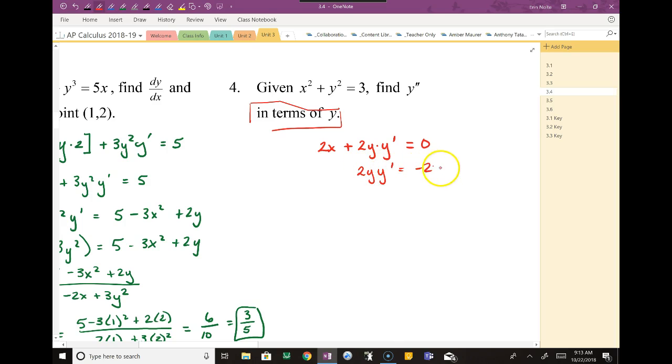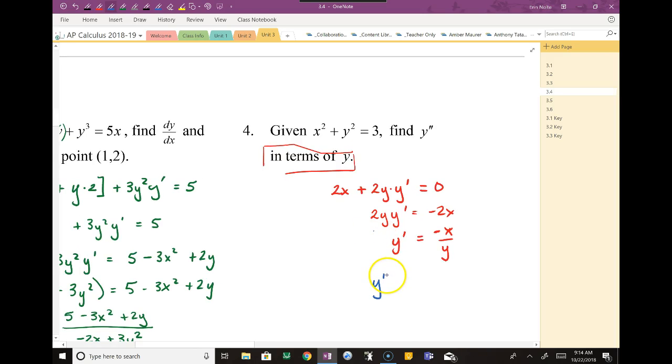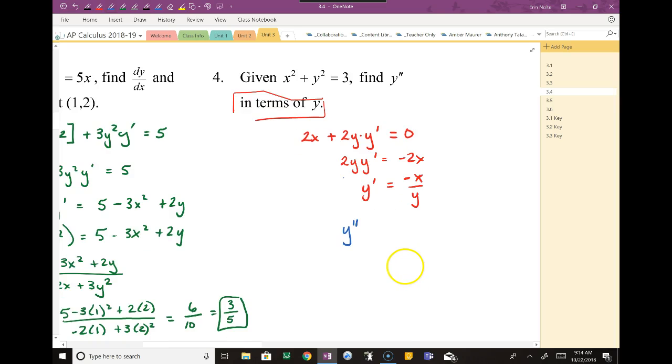Okay, so subtract 2x, divide by 2y. So can I go ahead and say that's negative x over y? Did I jump too fast there? 2's cancel. Okay, so now here comes the part where I do a second derivative. Okay, so which rule am I going to have to do if I have a top and a bottom? Good. Okay, so now this is going to be quotient rule. Okay, so when I derive the y prime, what's the derivative of y prime on the left side? Double prime, right? Okay, so I derive the left side, don't forget that part.